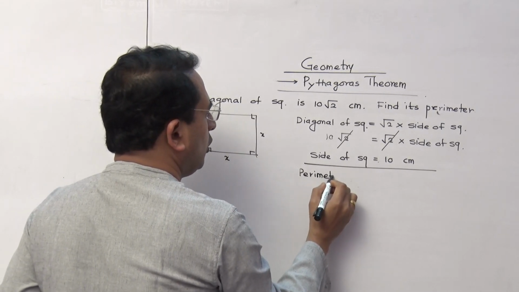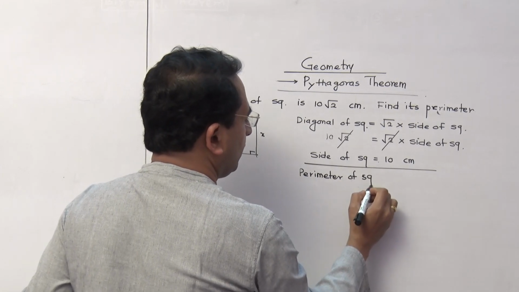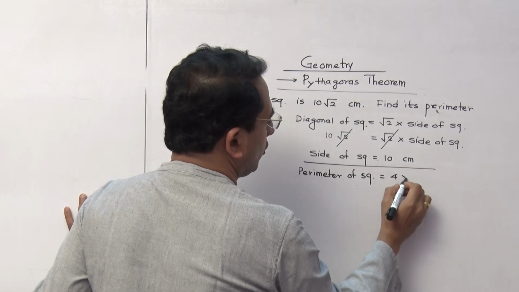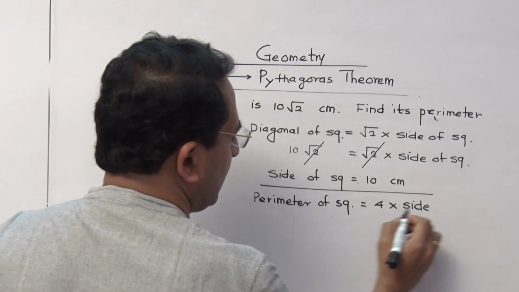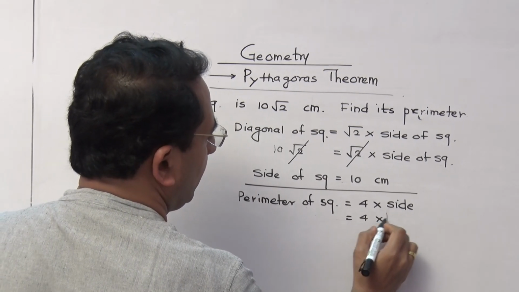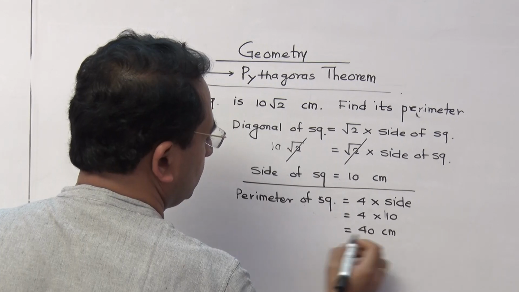Perimeter of a square is 4 multiplied by side, and that is what you have to write, 4 multiplied by 10. So the answer is 40 centimeter.